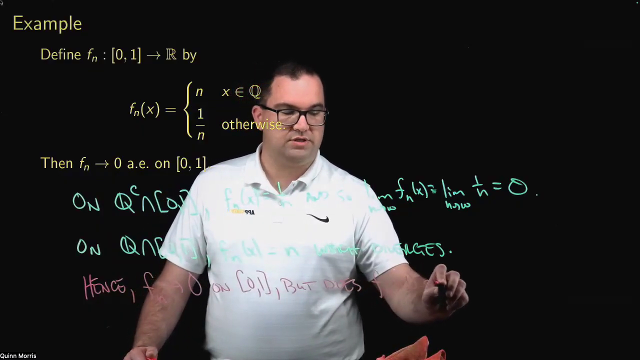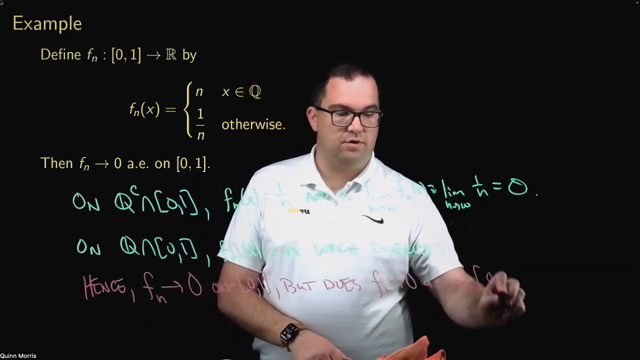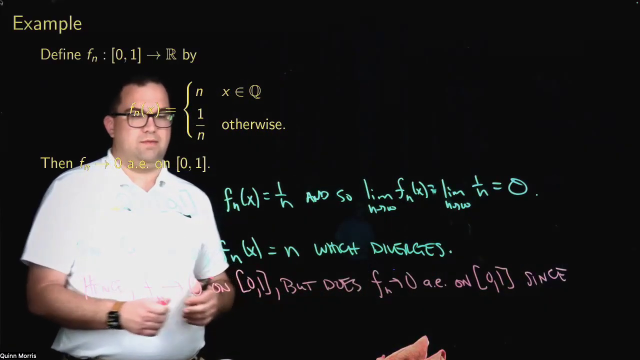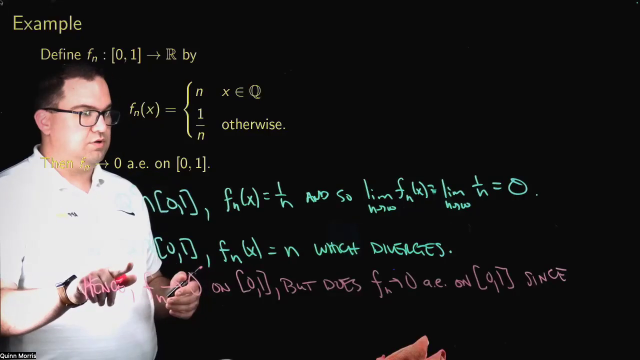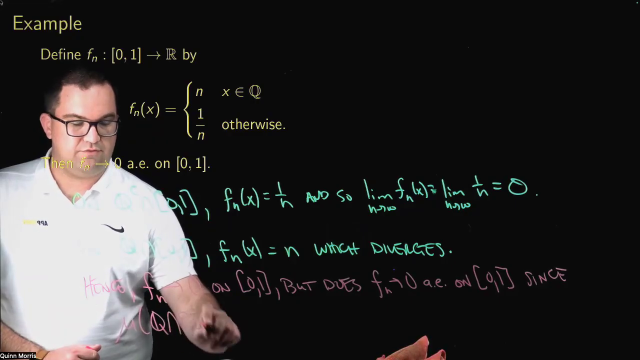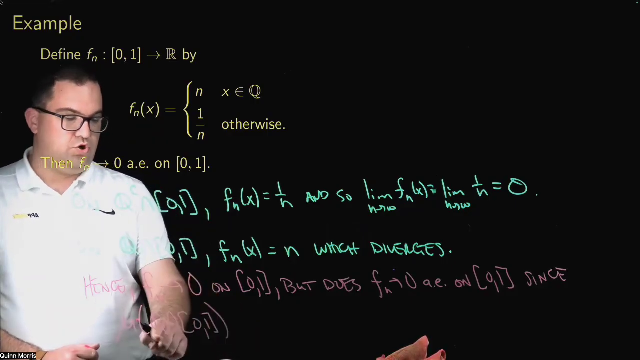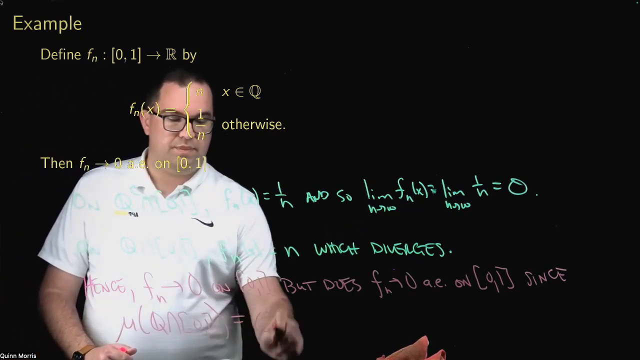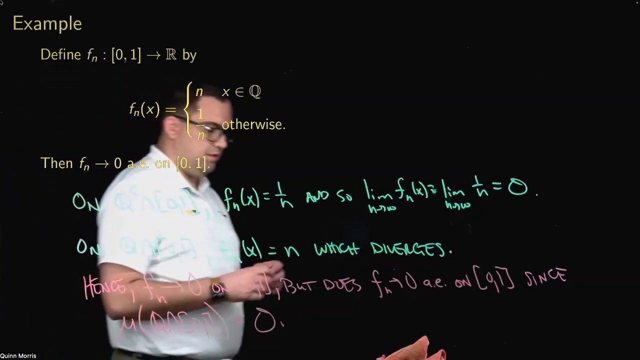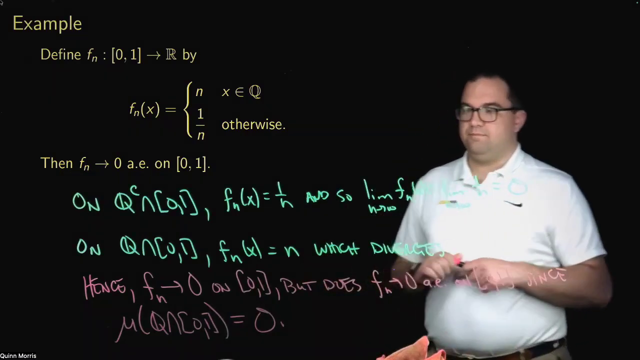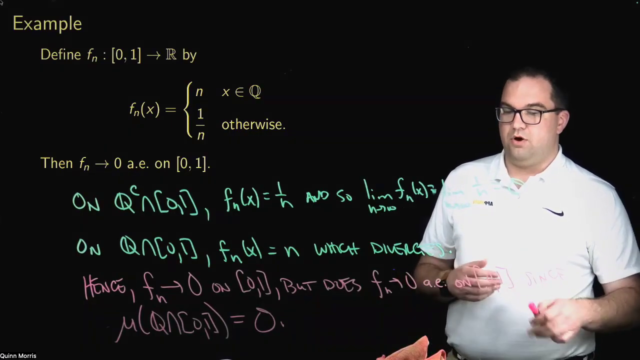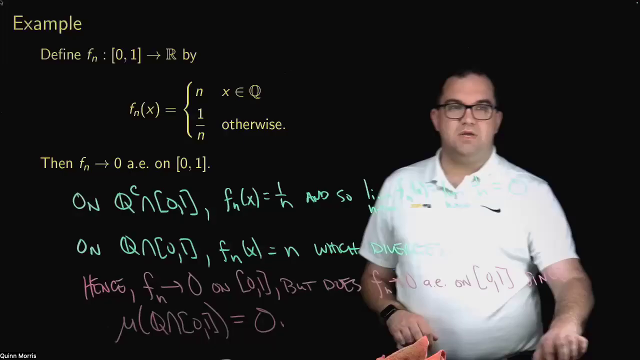to 0 almost everywhere on [0, 1], since, remember, what does it mean to converge almost everywhere? It means the set where it doesn't converge has measure 0. So since the measure of Q intersect [0, 1], this is where it doesn't converge, has measure 0. Why? Q is countable, and we've shown that every countable set has measure 0. So this does not converge pointwise, but it does converge almost everywhere on [0, 1], because the set where it doesn't converge has measure 0.